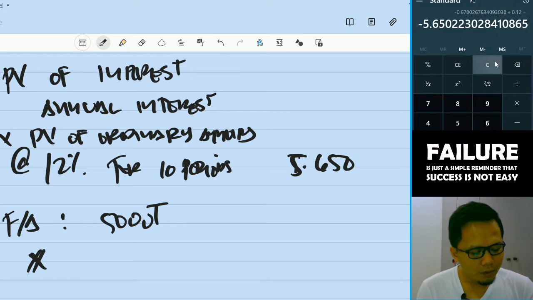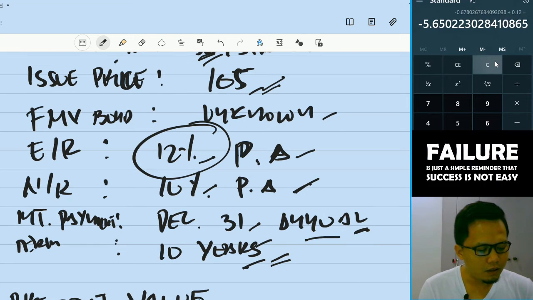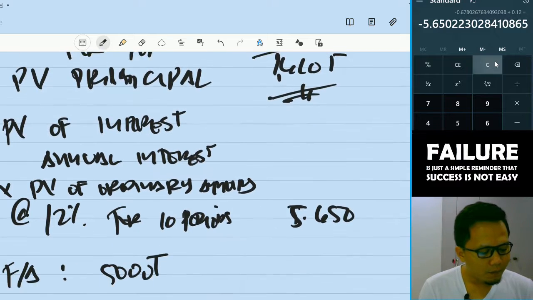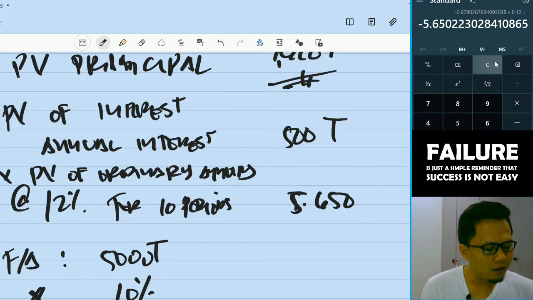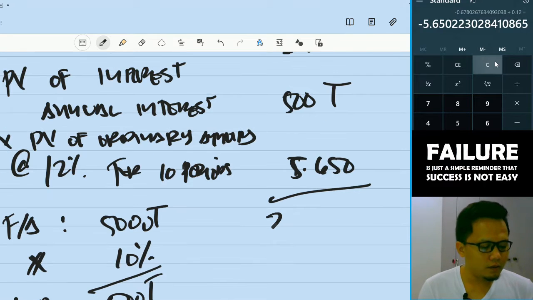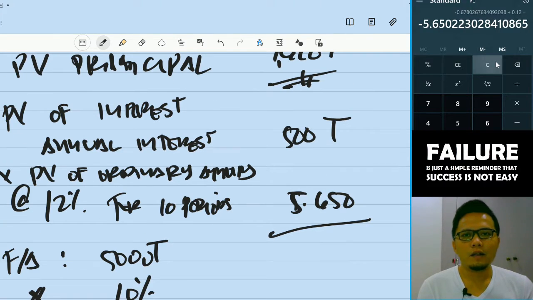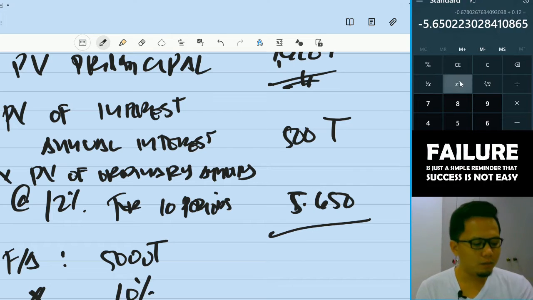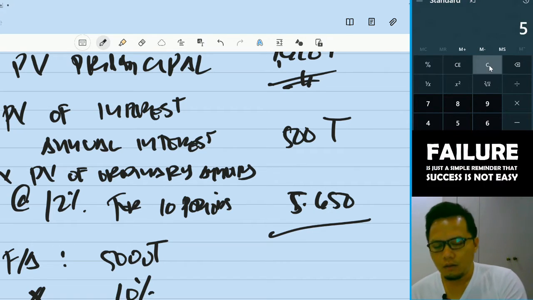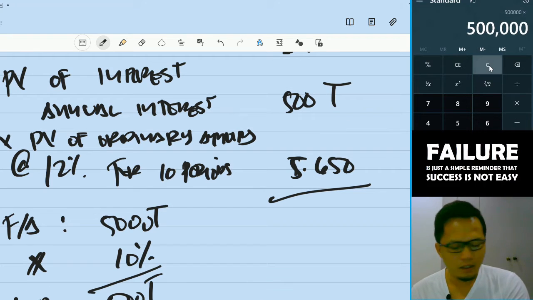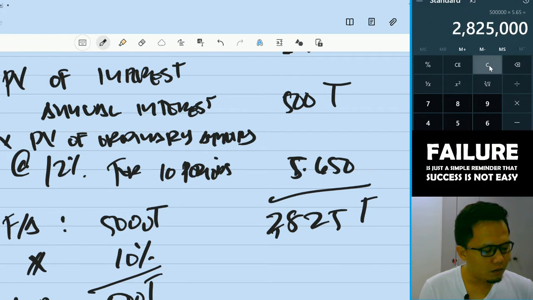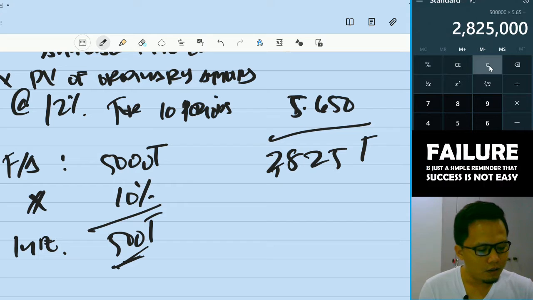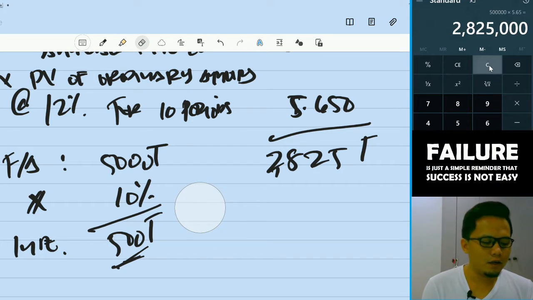The annual interest in this particular problem is computed as the face amount equivalent to 5 million multiplied by the nominal rate, which in this case is 10%. So we have 500,000 annual interest. So the present value of the interest payment is 500,000 multiplied by 5.65, which is 2,825,000.